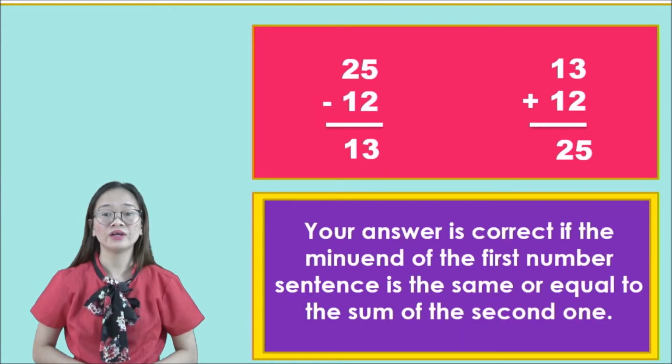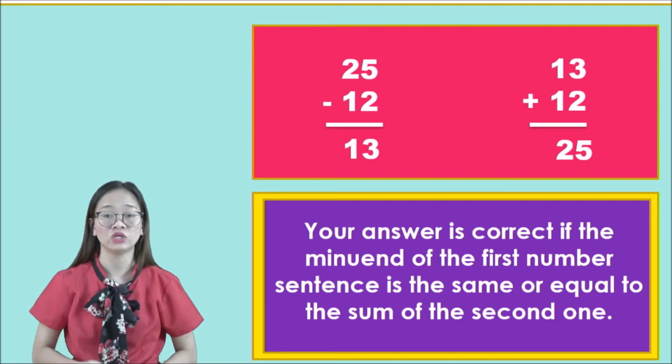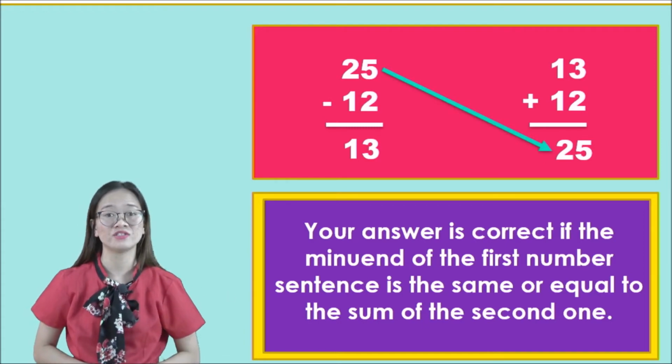Your answer is correct if the minuend of the first number sentence is the same or equal to the sum of the second one. The one that I told you a while ago. As you can see, this one, 25 and 25. So, meaning your answer is correct.